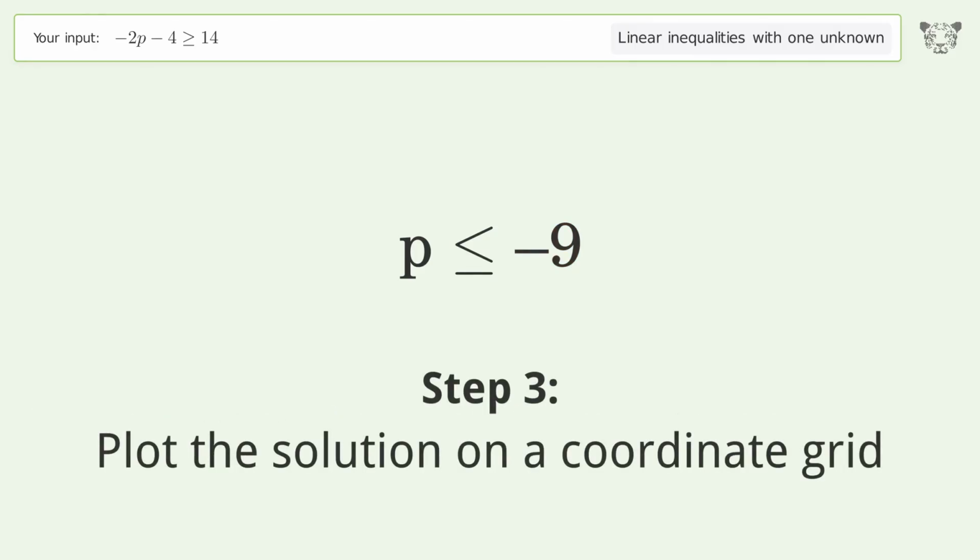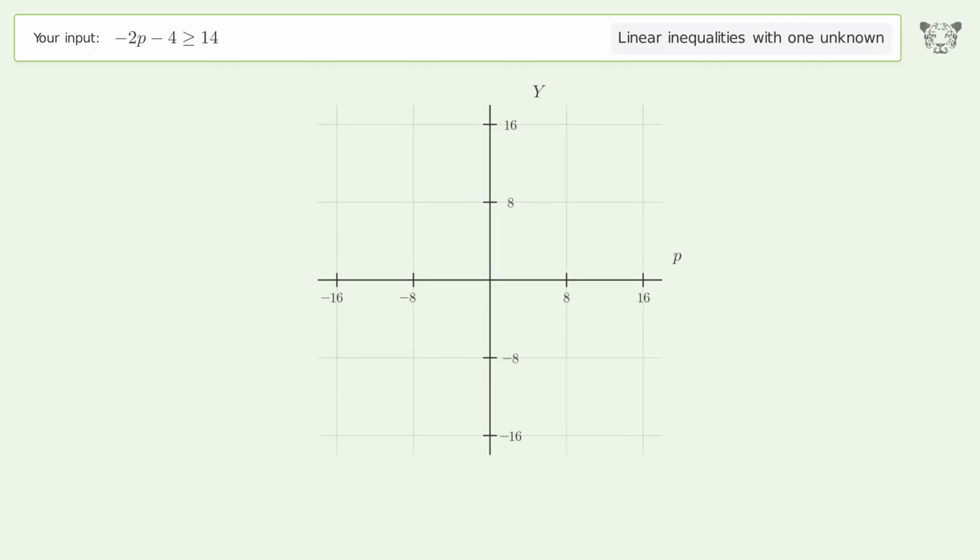Plot the solution on a coordinate grid. And so the final result is p equal or smaller than -9.